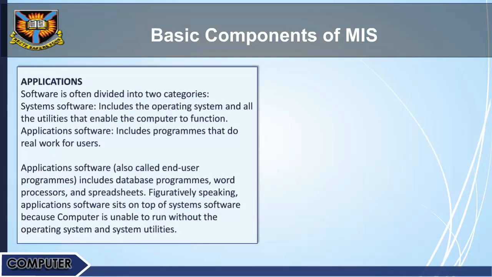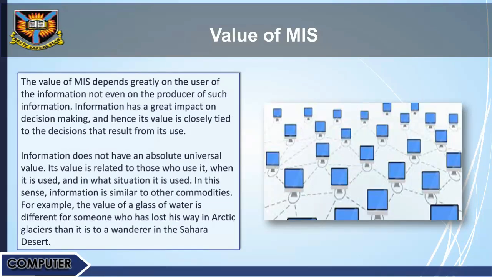Applications. Software is often divided into two categories. System software includes the operating system and all the utilities that enable the computer to function. Application software includes programs that do real work for users. Application software, also called end-user programs, includes database programs, word processors, and spreadsheets. Figuratively speaking, application software sits on top of system software because a computer is unable to run without the operating system and system utilities.